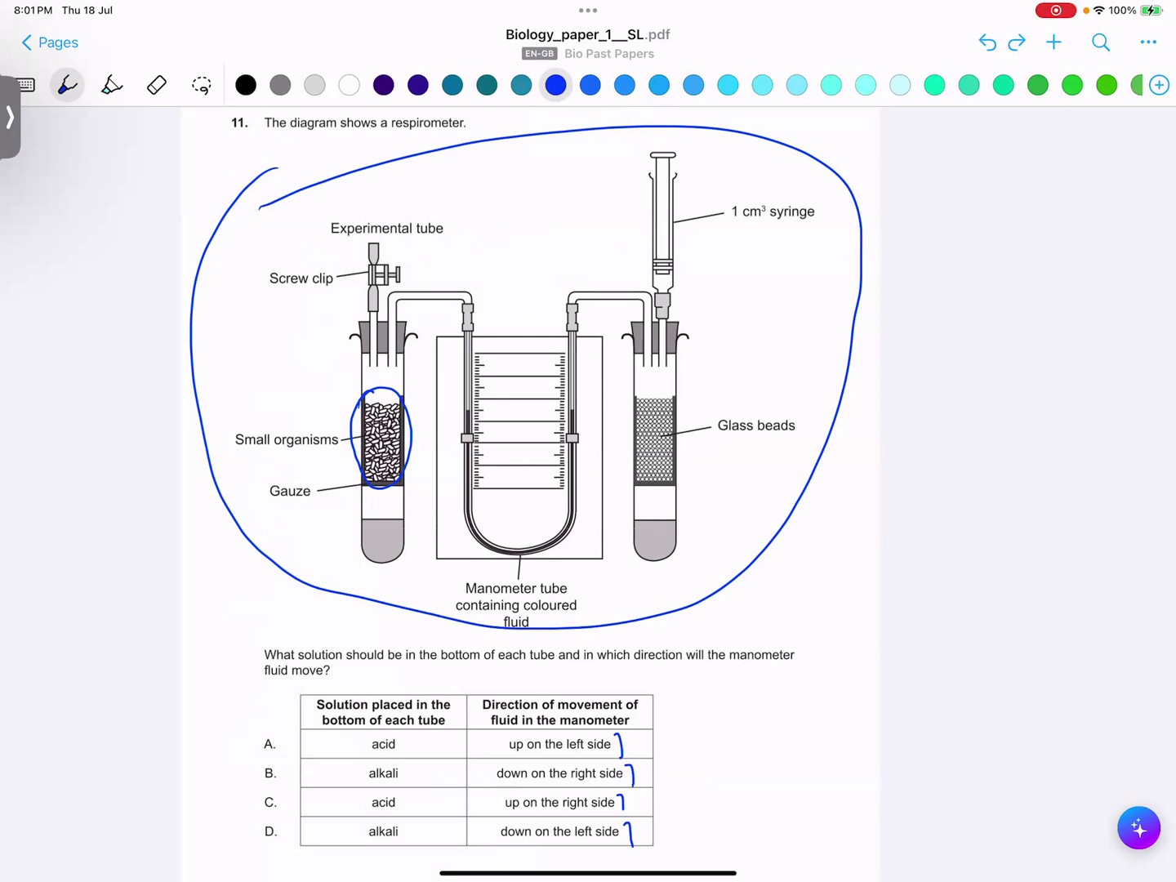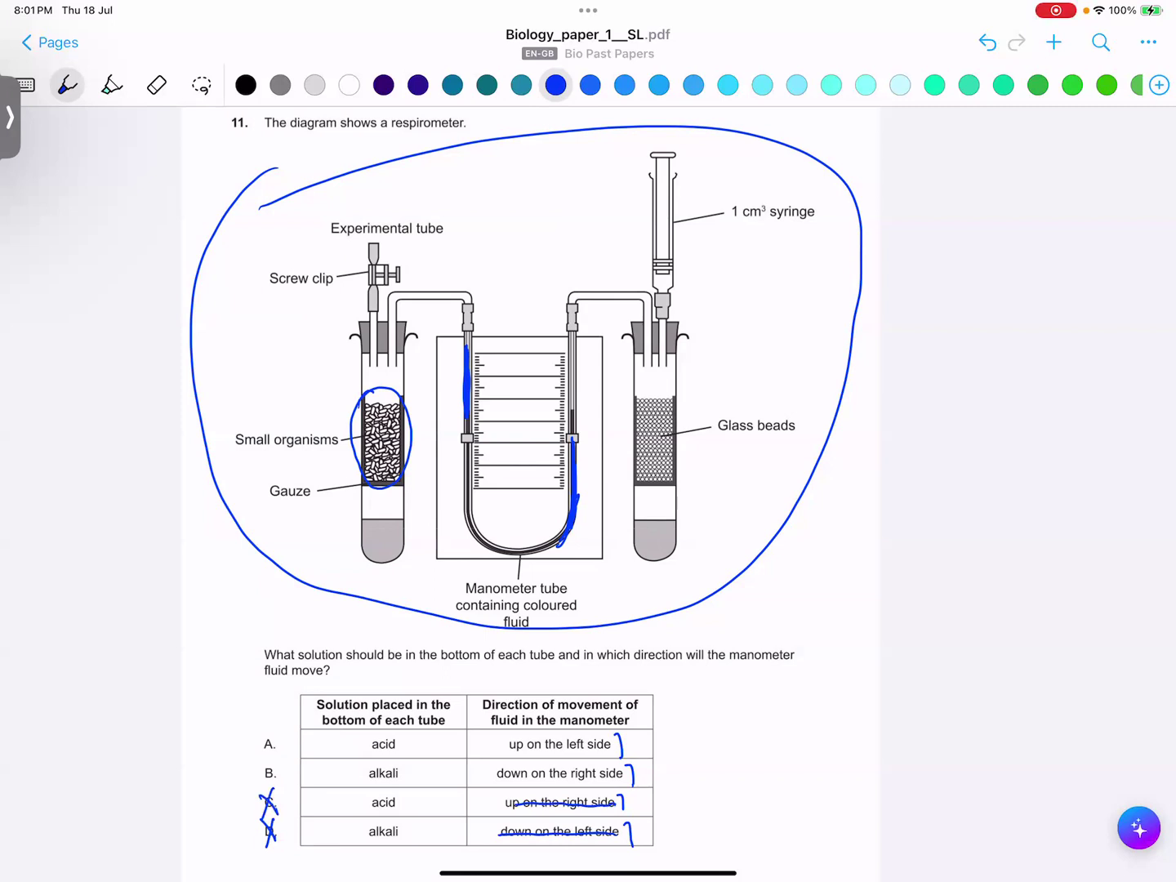The fluid usually goes towards the organism, right? So it's going to go up on the left side and down on the right side. So you need to eliminate the ones that say otherwise. The one that says down on the left side is wrong, so you eliminate D, and the one that says up on the right side is wrong, so you eliminate C as well.